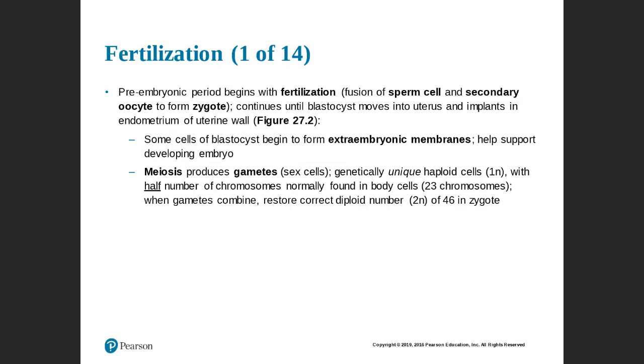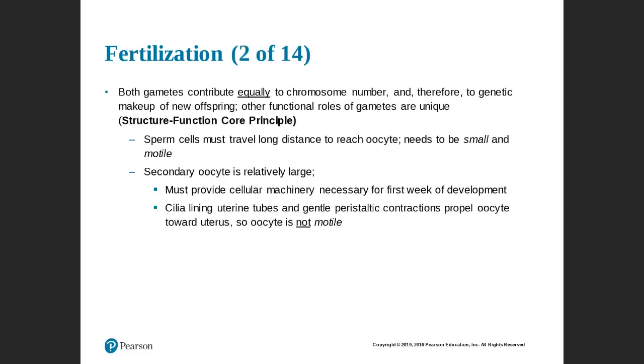Meiosis is what produces the gametes, the sex cells, the sperm and the eggs. So we have genetically unique haploid cells, which are 1N. Remember, they have half the chromosome number normally found in your body cells, which contain the diploid number. And then when the zygote is formed, the diploid number is restored. So both gametes contribute equally to the chromosome number, and therefore to the genetic makeup of the new offspring.